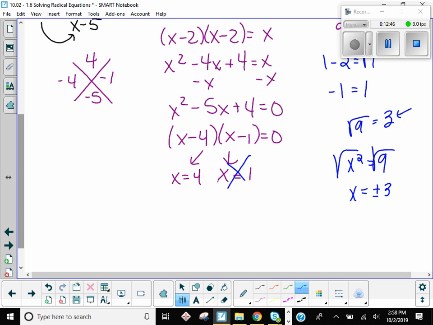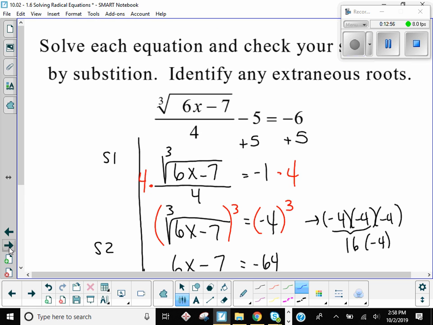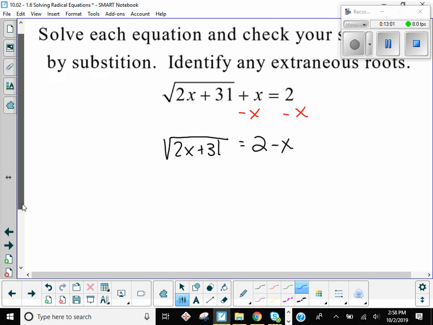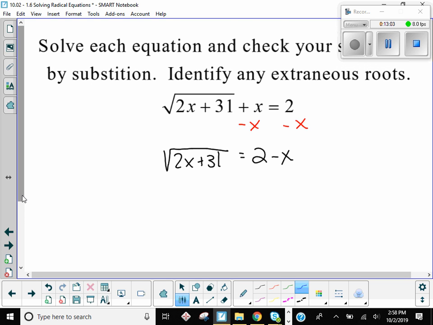And so that's why this rule only applies. You really only need to check for extraneous when you're raising it to an even power. Technically, you should always check your answers, but I mean, let's be realistic here. Nobody got time for that. All right, so back to this problem.